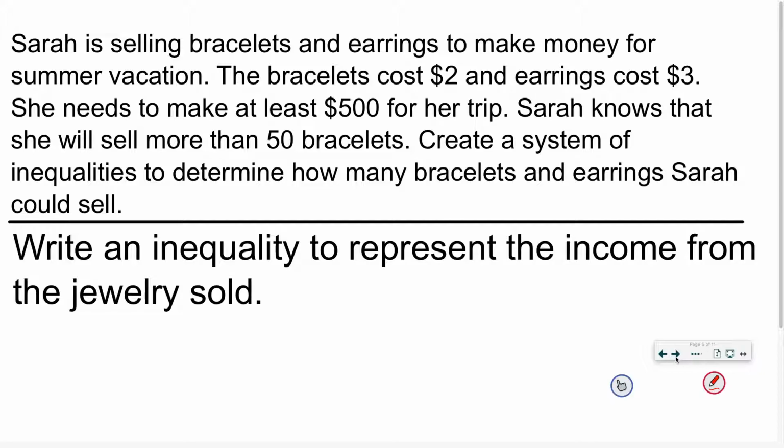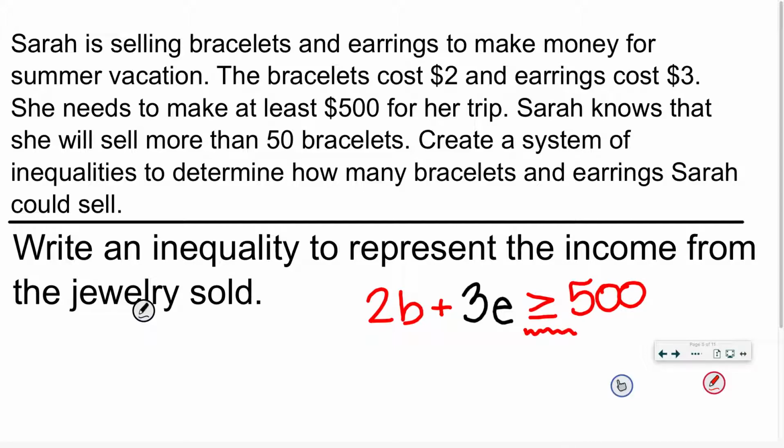So now let's talk about the income, the money. Can we write an inequality that represents the money she's going to make? Can anyone write an inequality to represent the money that Sarah's going to make? Okay, 2B. Or not 2B. Sorry, I couldn't help myself. Plus 3E is greater than or equal to 500.